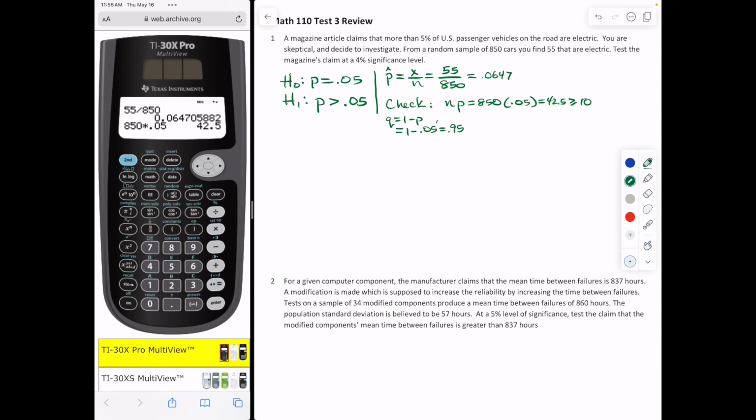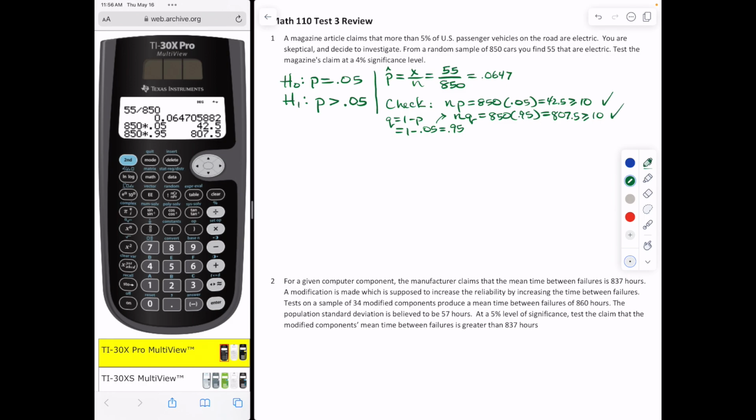Okay, so when we use that, we'll check NQ is 850 times 0.95 on the calculator. Okay, so that's 807.5, and it only needs to be bigger than 10. Okay, so we're ready to check off on our check.